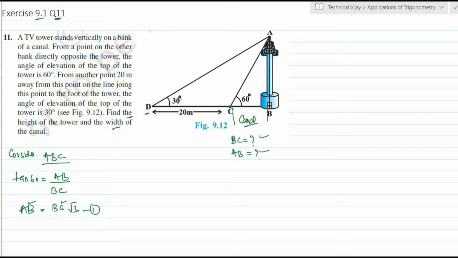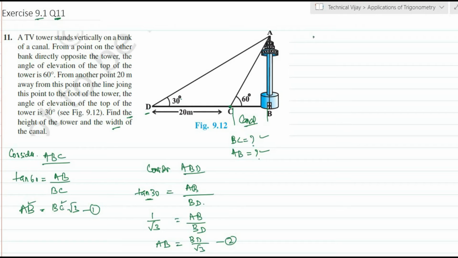So consider the second triangle, triangle ABD. Tan of 30 degrees is equal to the opposite side, AB, divided by the total length, BD. So tan 30 is equal to 1 by root 3. So 1 by root 3 is equal to AB divided by BD. So AB is equal to BD divided by root 3. So this is the second equation.